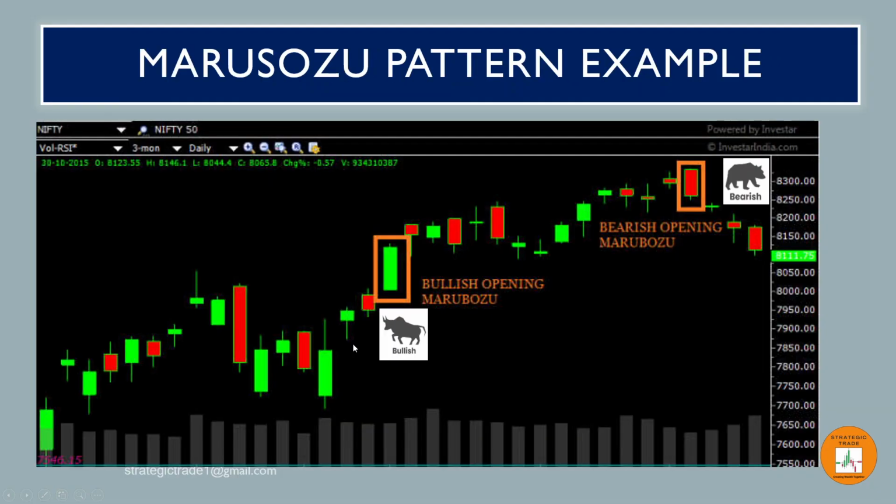Okay, so we can see the examples. Here is a strong bullish opening Marubozu. Top means open here, and there is a small wick at the top, and again the price is going up. And here you can see this is a bearish opening Marubozu.